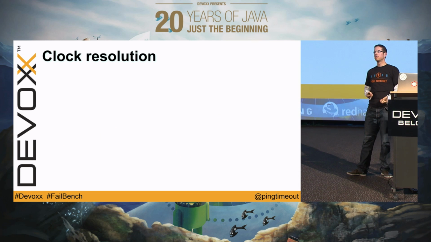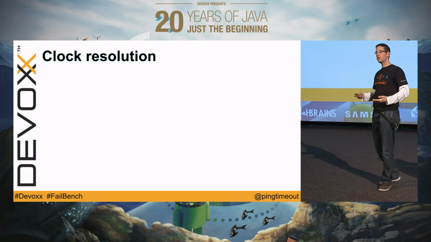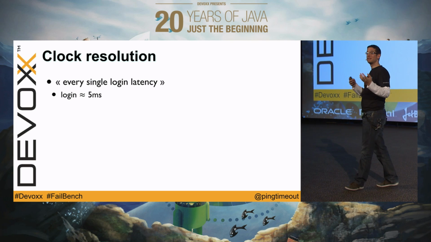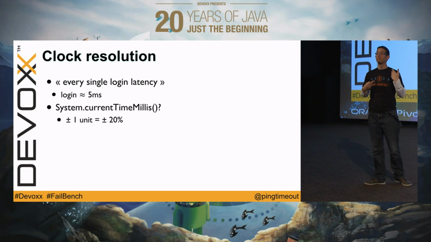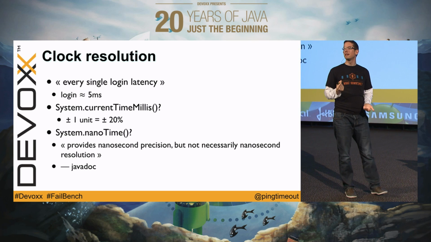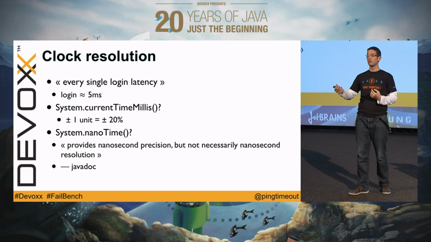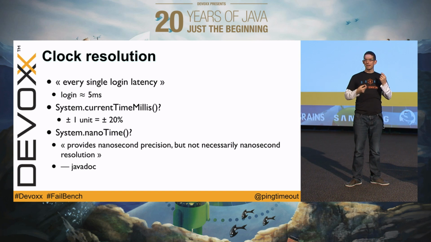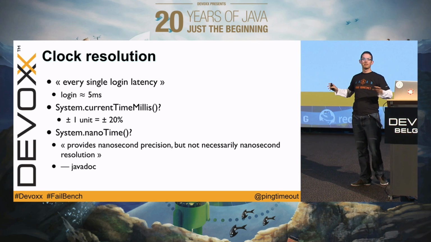Then I have the clock resolution. Well, this one is not exactly a mistake, it's more of a warning. If my login takes 5 milliseconds, and I measure it with System.currentTimeMillis, obviously 1 unit of measurement is going to give me 20% variance. So I could use System.nanoTime, but then I must be really careful, because I will get a number of nanoseconds, but not necessarily an increment on a per nanosecond basis. It could be incremented every 15 microseconds, and I have to know that. I cannot just think, I will get nanoseconds, I'm good to go.